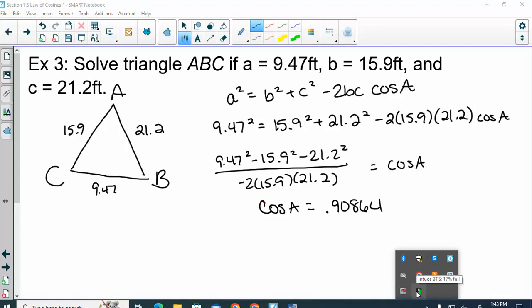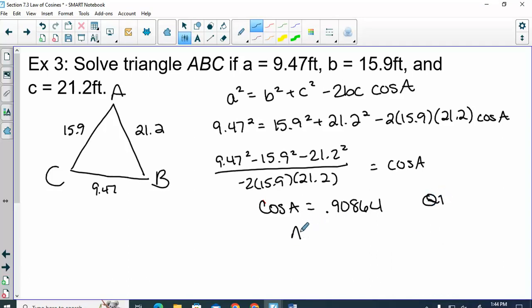In what quadrants is cosine positive? 1 and 4. If you're in quadrant 4, your angle is between 270 and 360, right? Is that possible in a triangle? No, so we're not going to have two triangles. We only have one. So it has to be in quadrant 1. So we just have to do the inverse.